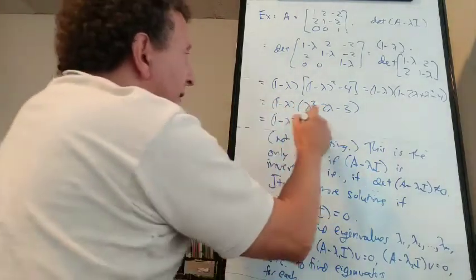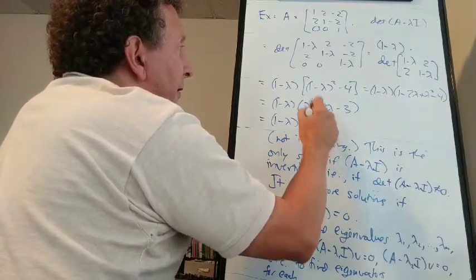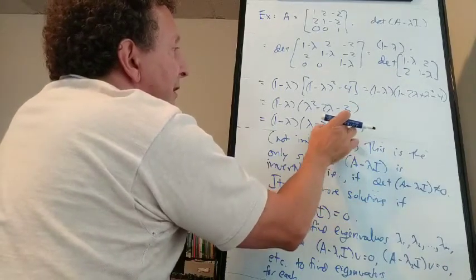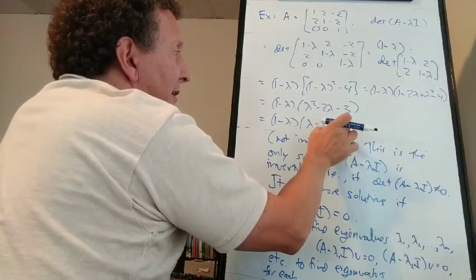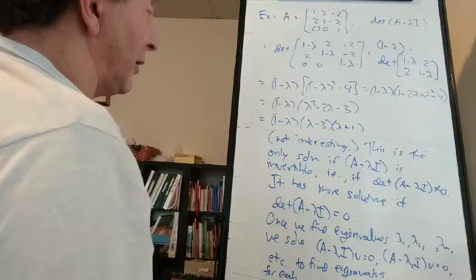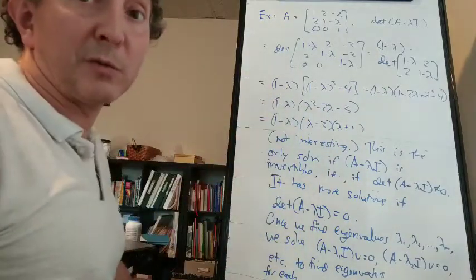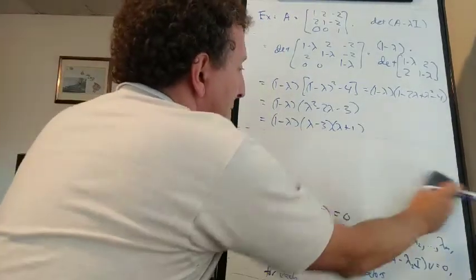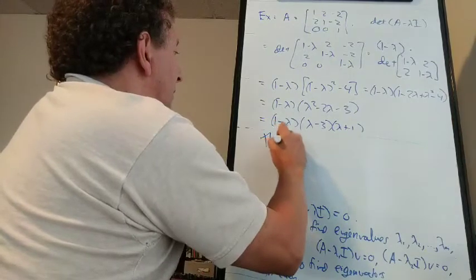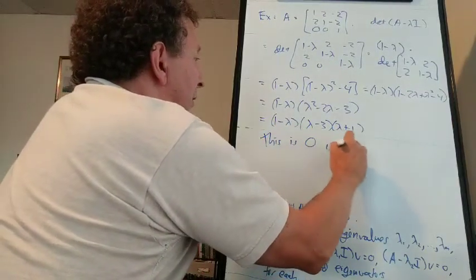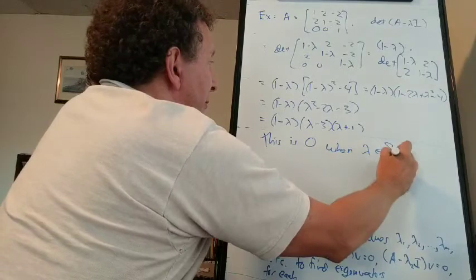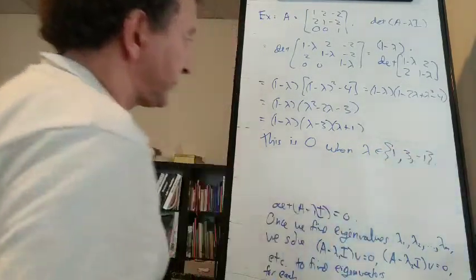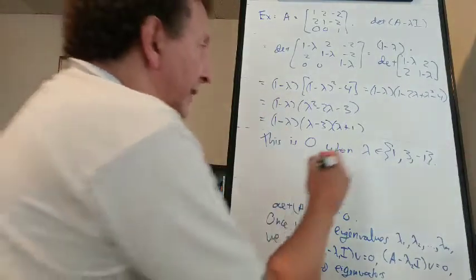Let's see if we can factor this. Lambda minus 3 times lambda plus 1, I think works, because we've got minus 3 lambda plus lambda is minus 2 lambda. Okay, so it factors that way. I'm going to leave it factored because we want to set this equal to 0 and solve for lambda. So this is 0 when lambda is one of the numbers 1, 3, and negative 1. So these are the eigenvalues.